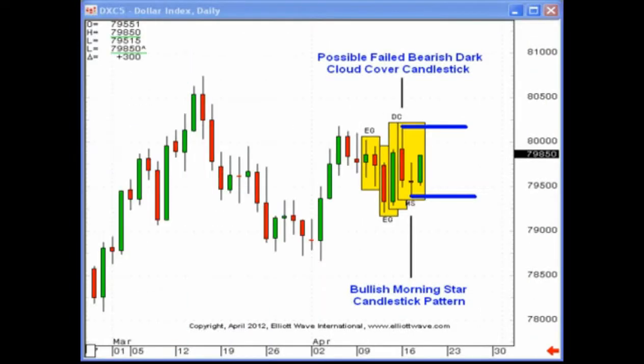If we look at it from a candlestick perspective, we have a three-candle candlestick pattern in force. Number one, this is the morning star, and it's on the heels of a possible failed bearish dark cloud cover pattern. As I've written about before in Traders Classroom in my monthly futures junctures newsletter, sometimes the best buy signals are failed sell signals. Possibly this is what we have forming here.